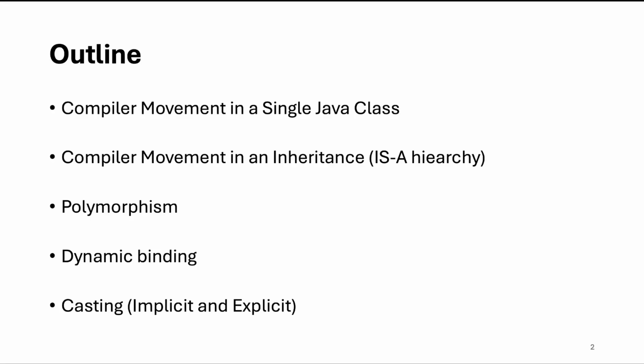Next, we look at implicit and explicit casting. This concept of casting was widely studied previously for variables. Now we look at how the casting happens for objects. So this is the total outline of today's presentation.